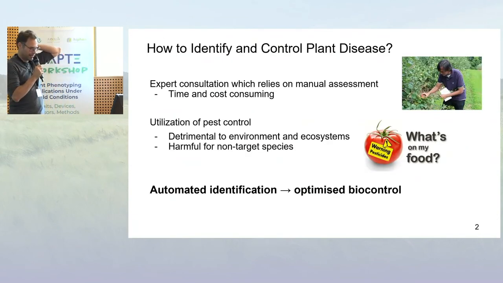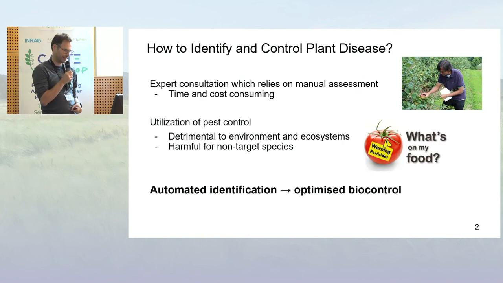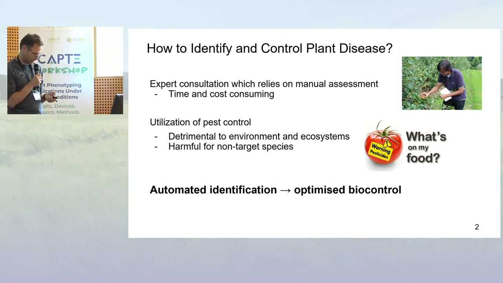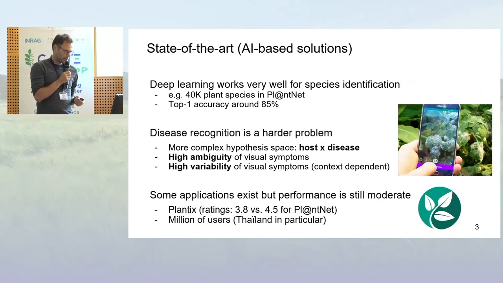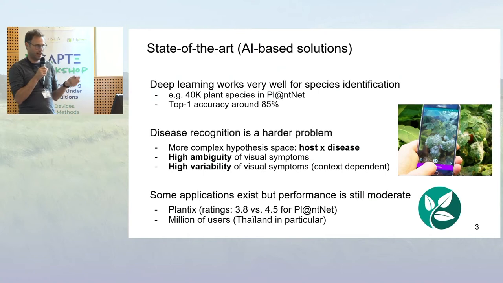As you know, identifying plant disease is very important towards developing more efficient and more eco-friendly pest control solutions. Developing automated disease identification solutions could really facilitate the process, avoiding costly human expertise. Deep learning is now solving tasks very efficiently. For instance, with plant identification, we are now able to identify tens of thousands of species with very high accuracy. But disease recognition is a harder problem.